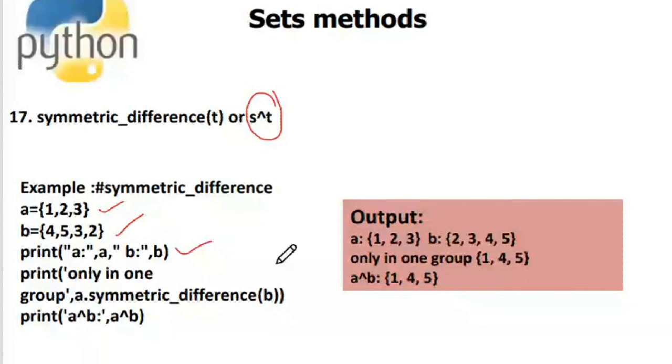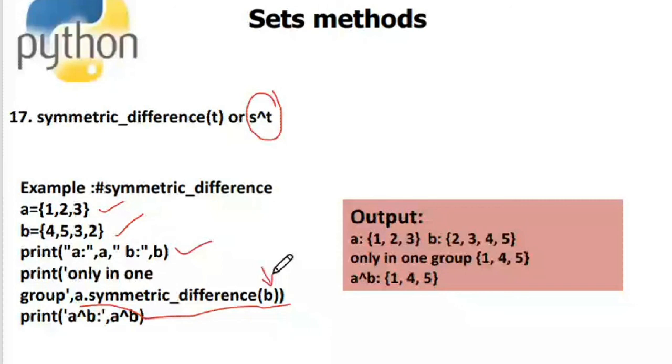How am I giving the method? Just look at the syntax. I'm saying A dot symmetric underscore difference, and then passing B into it. I'm also saying A cap B, which is similar to symmetric difference. I can give it in this way or in this way. Either way is valid.